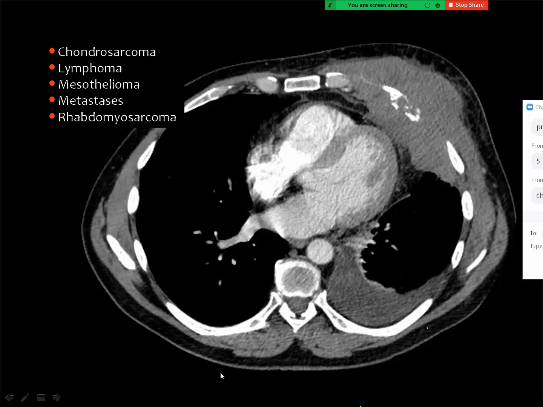Rhabdomyosarcoma, no. Chondrosarcoma, no. Mets, yes. I also said in the lecture of chest wall and pleura that if you see a mass centered on the chest wall, meaning that part of the mass is inside the hemithorax and other part is outside the hemithorax associated with destruction of the rib, you think first of all for metastatic lesion.